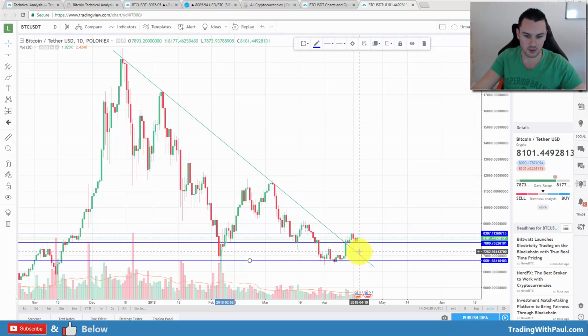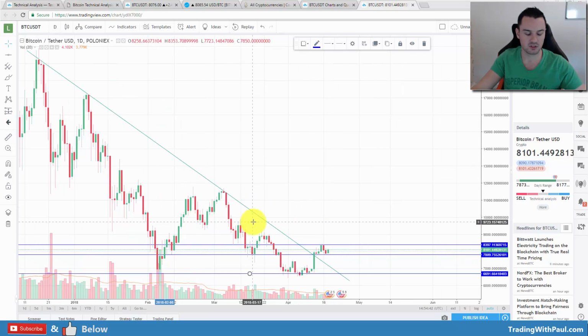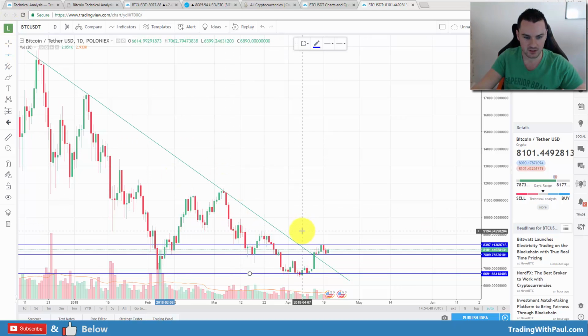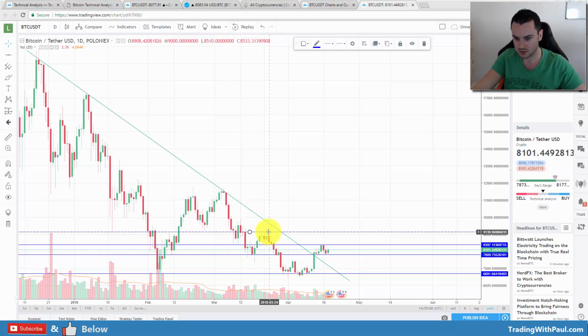You can then look at a resistance here. So that is the upper level where we need to get up above. Let's go and put in a resistance level here. So I would be looking at, here's where the market came up and failed to get across before. So I would be putting a resistance level there, somewhere around the 9,100.